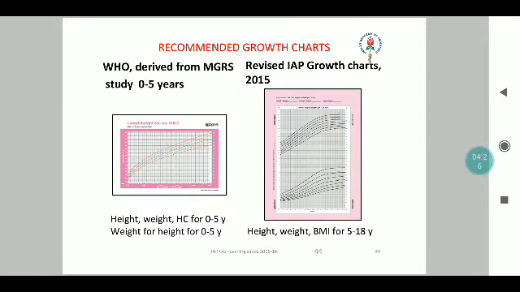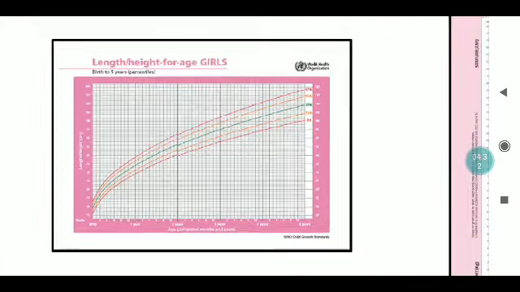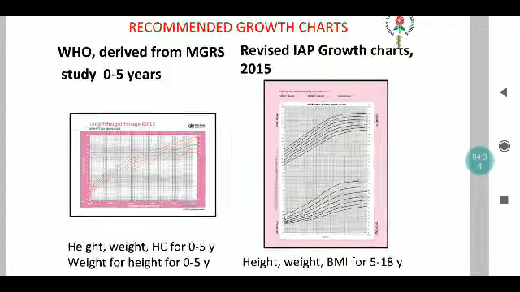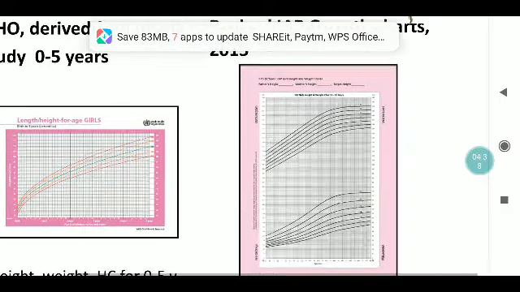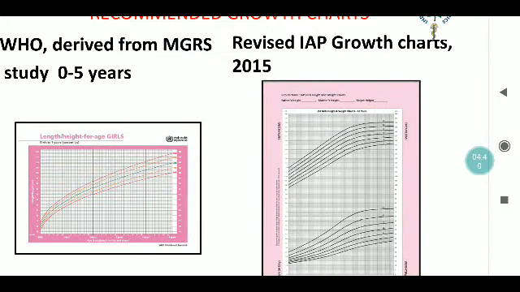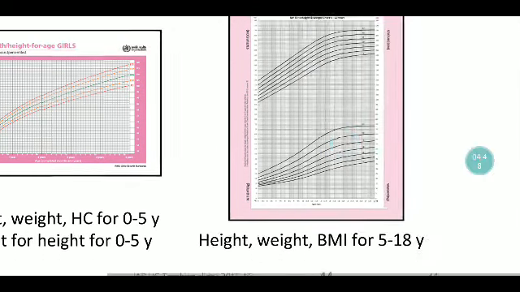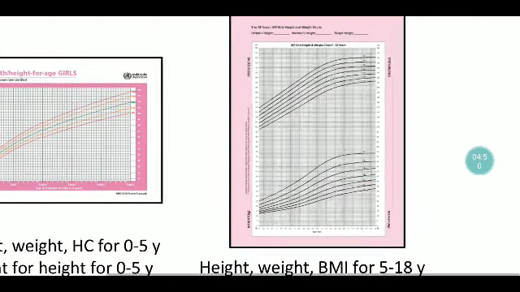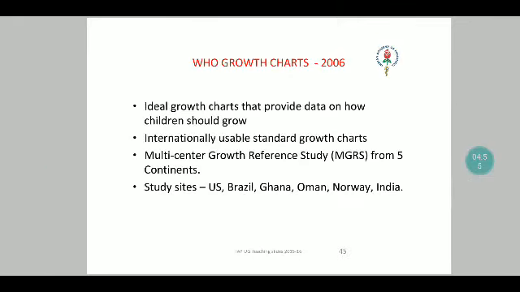Now we have different growth charts. One of course is standardized by WHO. This one shows the height for age in girls up to 5 years of age, and the IAP growth chart shows for above 5 years of age. So as a general tendency, we do tend to observe weight for height and height for age on a WHO growth chart up to 5 years of age, and height, weight and BMI on an IAP growth chart if the child is above 5 years of age, as a general thumb rule.